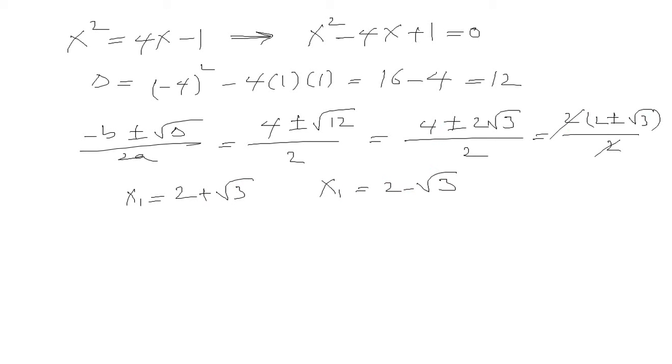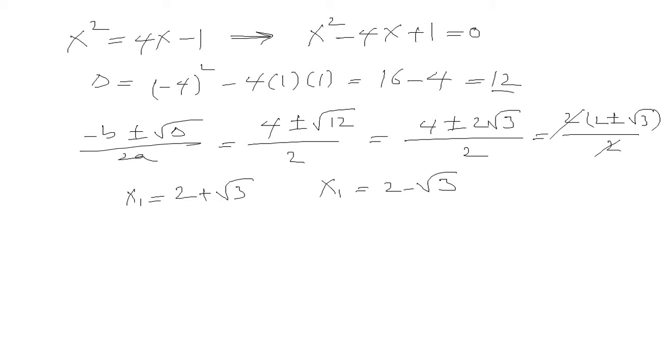So notice that here, because my delta is 12, which is not a perfect square, I ended up with two irrational solutions. Radical 3 is an irrational number. The sum of an irrational number and a rational number is an irrational number. So this number here is an irrational one. This is also an irrational one.